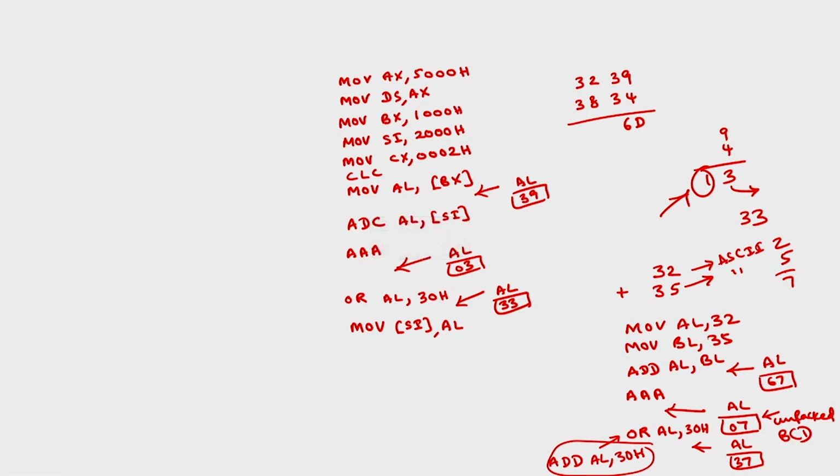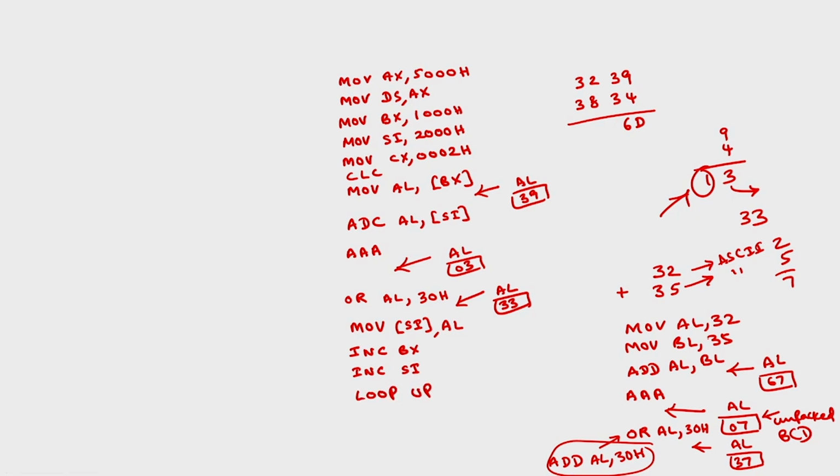Okay. Now the first byte addition is over, you have to go for the second byte addition. Before going for the second byte addition, you have to increment the contents of BX, SI and you have to decrement CX. That is not required if I use a loop instruction. So INC BX, INC SI, loop up.